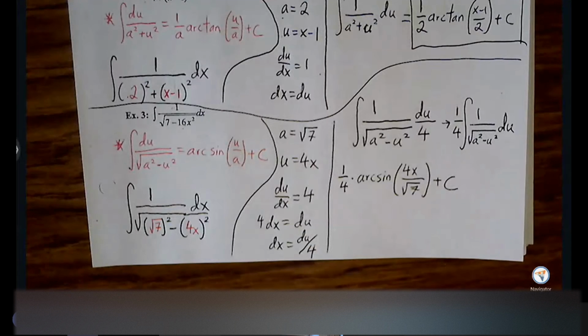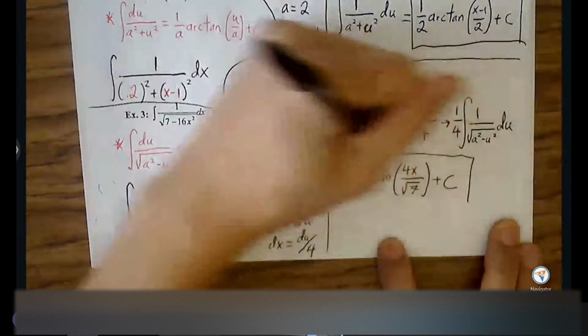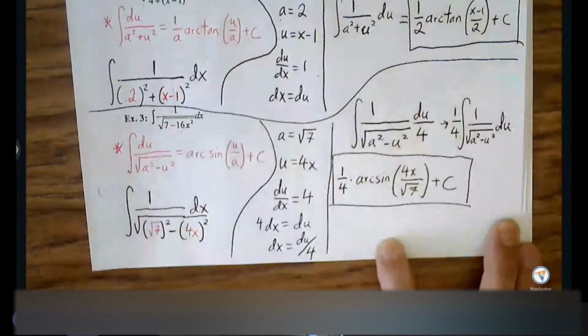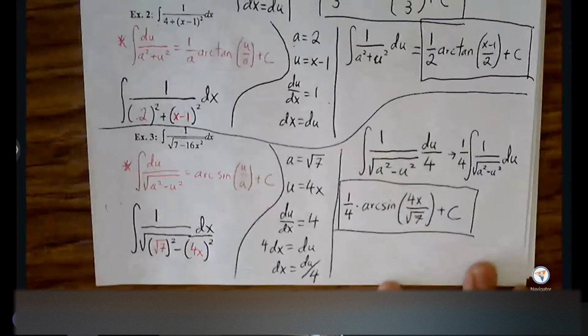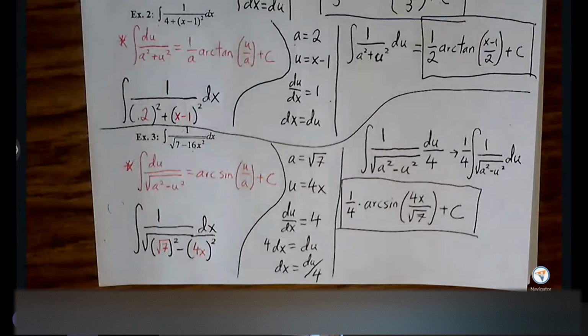It's okay to leave radicals in the denominator. You can rationalize if you like, but there's no issues there. All right, questions so far?